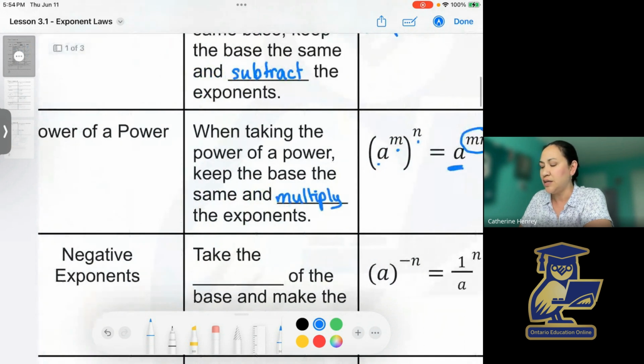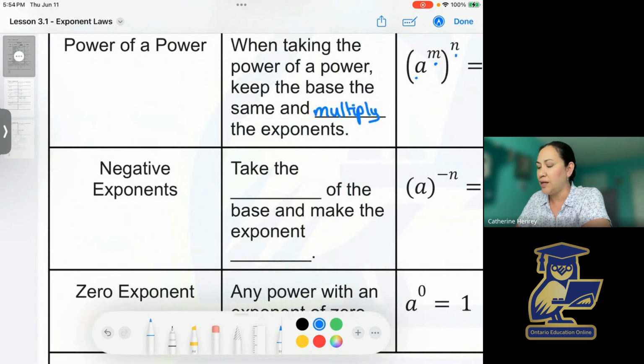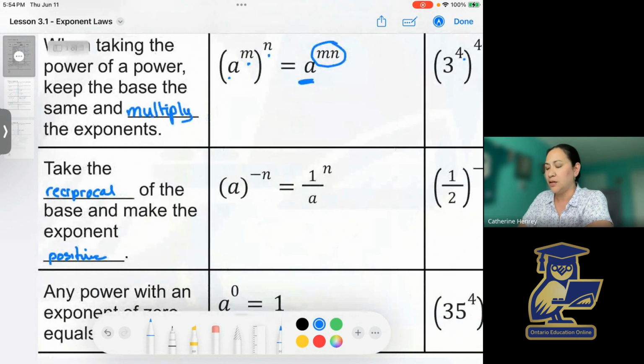The next one we see is negative exponents. And for negative exponents, we take the reciprocal of the base and then make the exponent positive. So here we are with our algebraic example. If I have a to the power of negative n, then I take the reciprocal of a, which is 1 over a, and then I change the exponent to become positive. So it went from negative n to positive n.